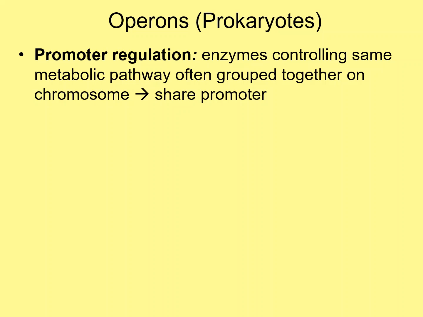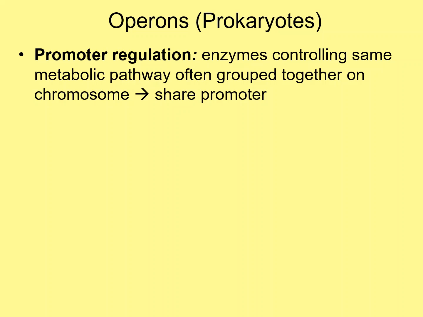So in prokaryotes, the genes that code for the enzymes that are all involved in the same metabolic pathway are grouped together on the chromosome. And by together, we mean right next to each other. And they actually share a promoter, so that when RNA polymerase binds to that particular promoter, it doesn't just transcribe one gene, it transcribes all the genes that are next to that promoter.